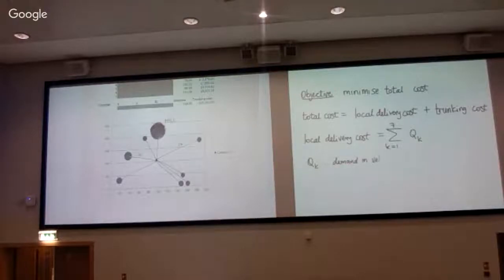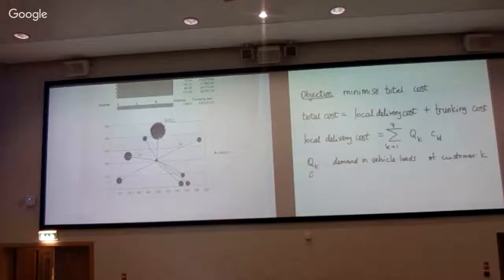in vehicle loads of customer K. Then we need to multiply it by the £2.10. The £2.10 is the cost of the local delivery per vehicle and kilometer. So I'll call it CLD.